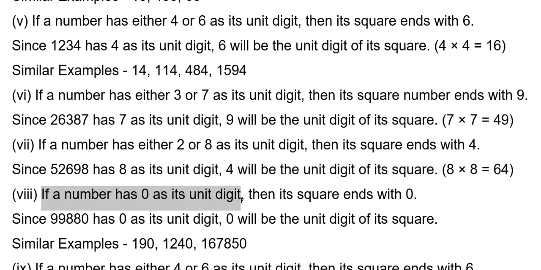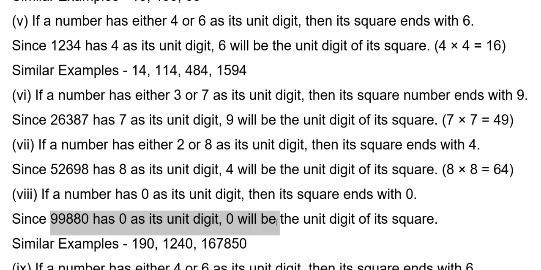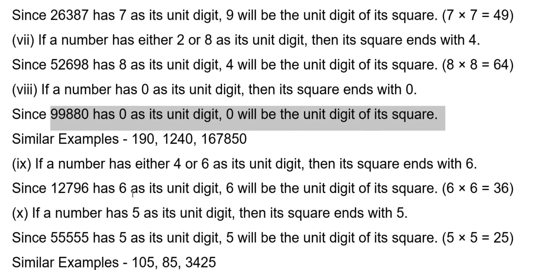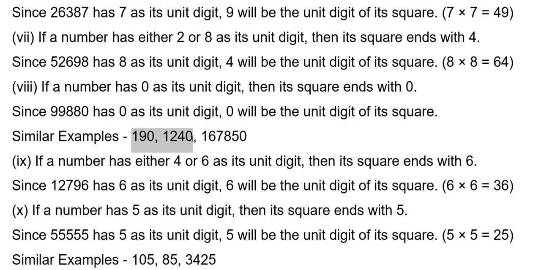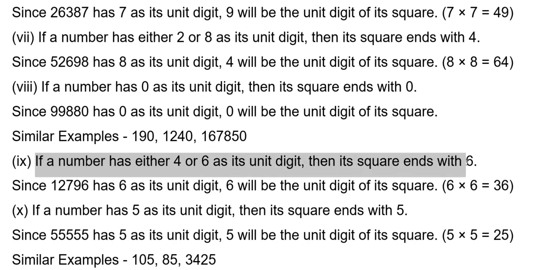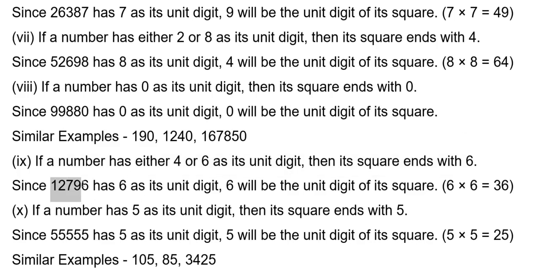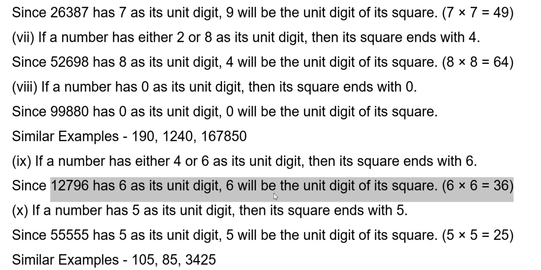Eighth: if a number has 0 in its unit digit, then its square ends with 0. Since 99,880 has 0 in its unit place, 0 will be the unit digit of its square. Similar example: 1,960,850. And ninth one: if a number has either 4 or 6 as its unit digit, then its square ends with 6. Since 12,796 has 6 as its unit digit, 6 will be the unit digit of its square. 6 into 6 is equal to 36.